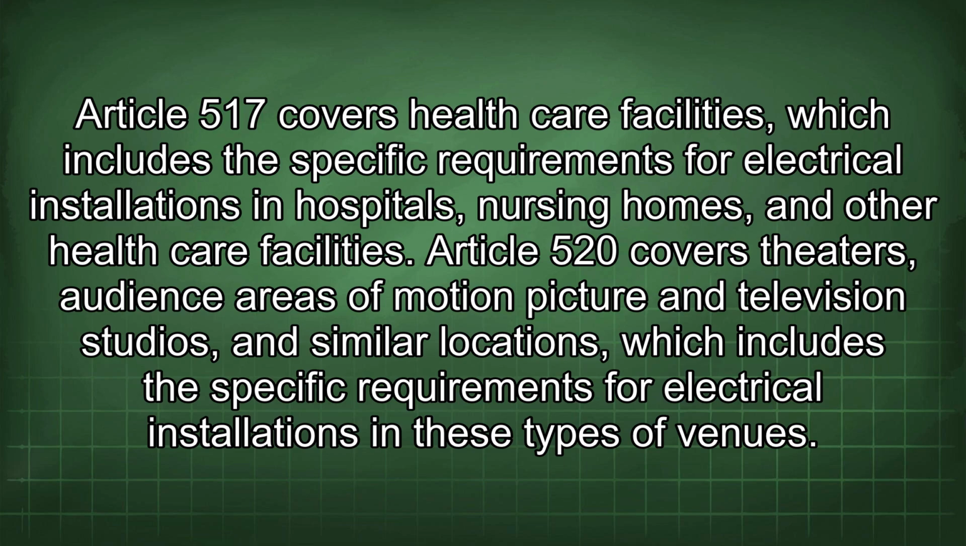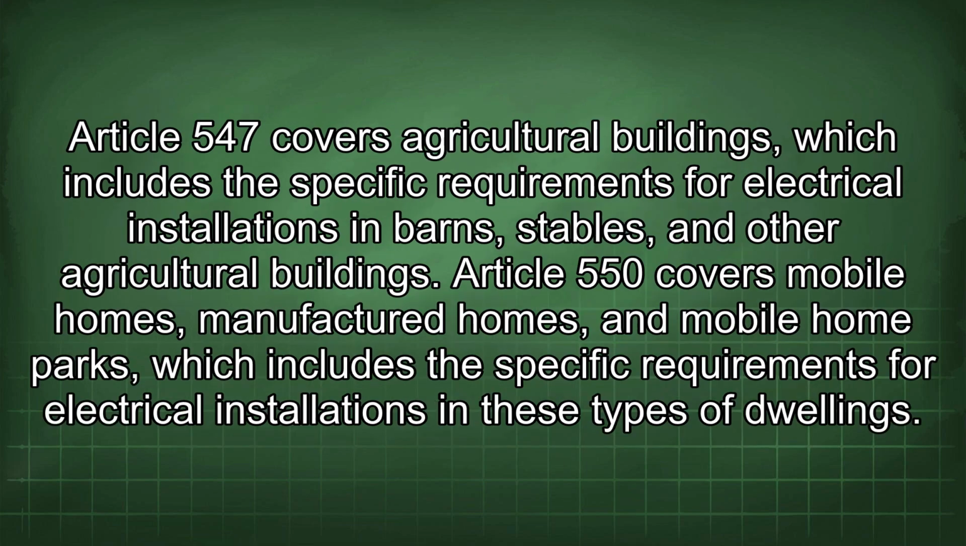these types of venues. Article 547 covers agricultural buildings, which includes the specific requirements for electrical installations in barns, stables, and other agricultural buildings. Article 550 covers mobile homes, manufactured homes, and mobile home parks, which includes the specific requirements for electrical installations in these types of dwellings.